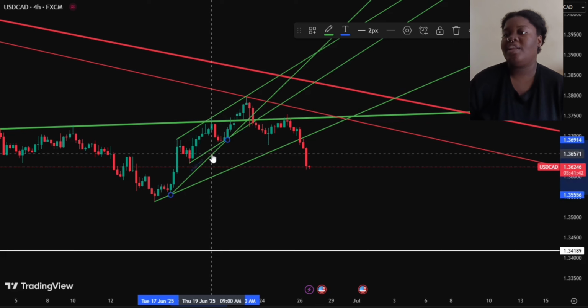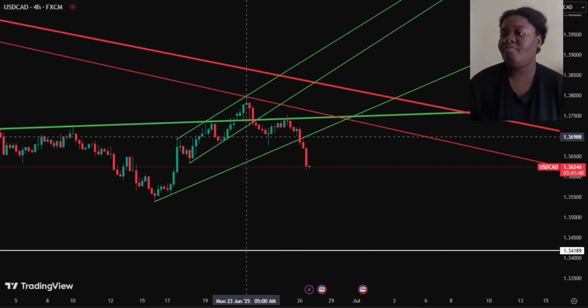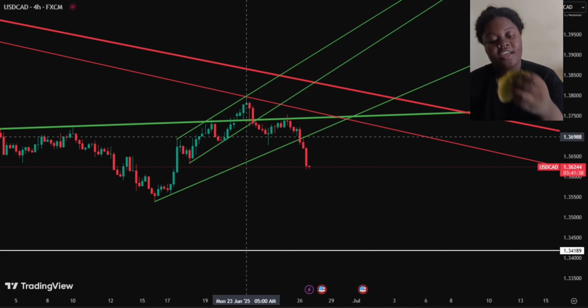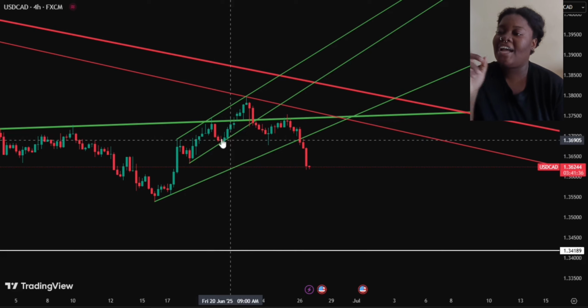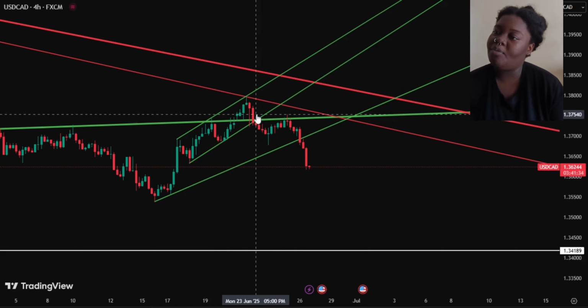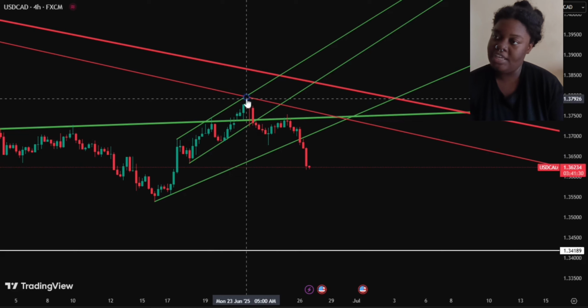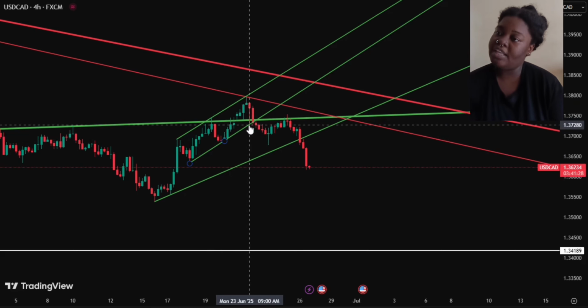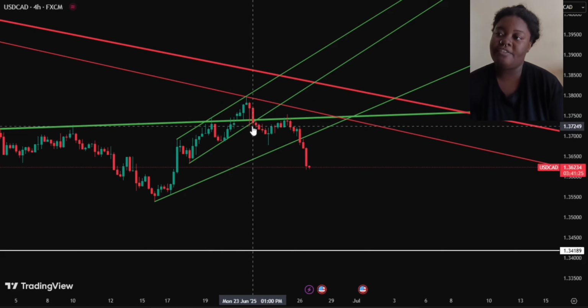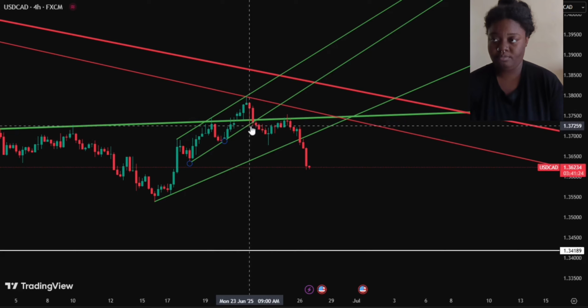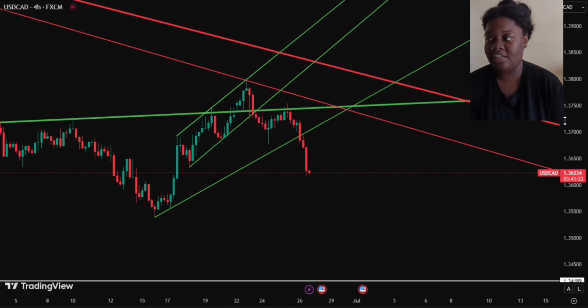So let me delete this trend line. This is what I saw. I said, okay, what is the market trying to show me? It came to this point, then it reversed. When it reversed, it showed me the first sign of a breakup, which was this candle here.